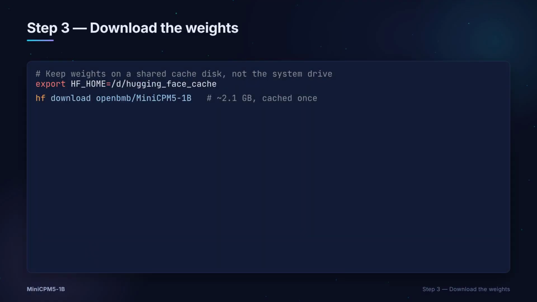Step 3 fetches the model weights, a small but important habit. We point the HF_HOME environment variable at a dedicated cache disk, rather than letting gigabytes pile up on the system drive. Then a single hf download command pulls the model from the Hugging Face hub. MiniCPM5-1B is only about 2.1 gigabytes, and it is cached once. Every script afterward loads straight from this cache with no re-download. If you prefer the smaller quantized GGUF or the Apple MLX build, you would simply download those repositories instead.